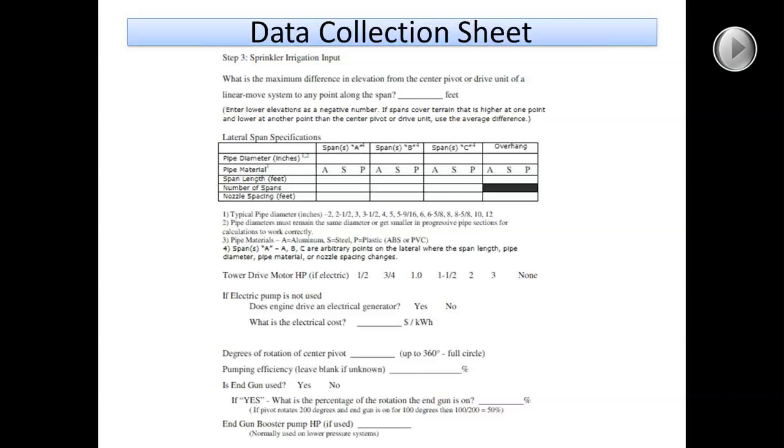That a lot of times actually varies along the pivot. For linear, it's more consistent. But you may or may not be able to get that. Tower drive motor horsepower. A lot of these pivots and linears will have electric motors out on each tower that drive the pivot, and you can mark how many horsepower those motors are here, and that gives you a good idea. If you look at historical usage, you can estimate how much power the pivot motor drives are using compared to what the actual pump is using if they're on the same utility meter.